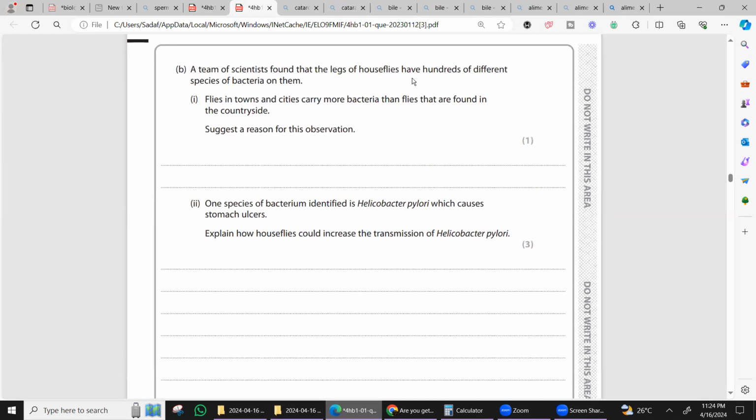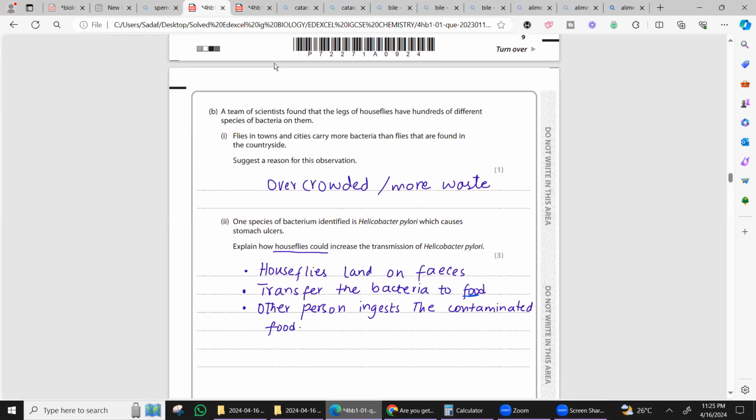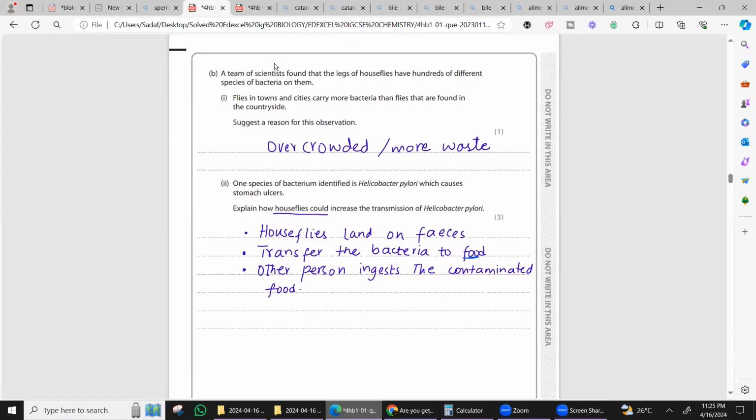Question B. A team of scientists found that the legs of houseflies have hundreds of different species of bacteria on them. Question 1. Flies in towns and cities carry more bacteria than flies that are found in countryside. Suggest a reason for this observation. Actually, towns and cities are more overpopulated areas. There is more waste, more garbage. That's the reason. Overcrowded, more waste, more garbage.